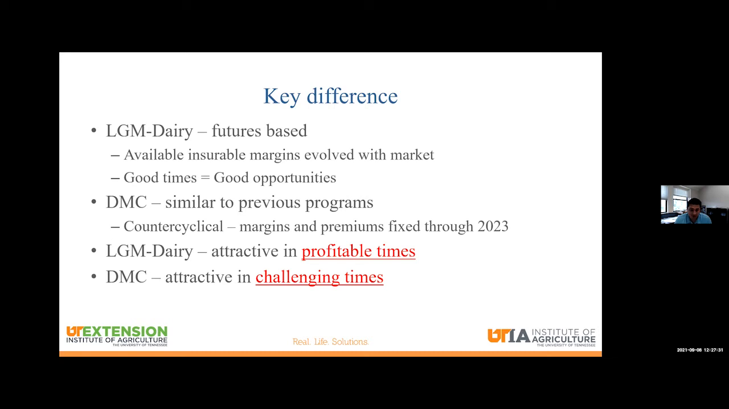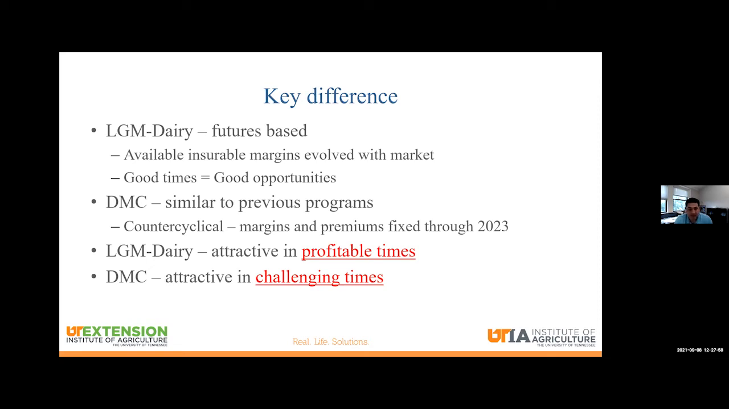The DMC is similar to previous programs. When I say that, if we think back to previous farm bill programs, this one would be seen more as counter-cyclical, which means that if prices go low, we have a floor set, and that difference is a payment to the producer so that they have a set floor. If it's above the margin, then of course there are no payments going to producers.